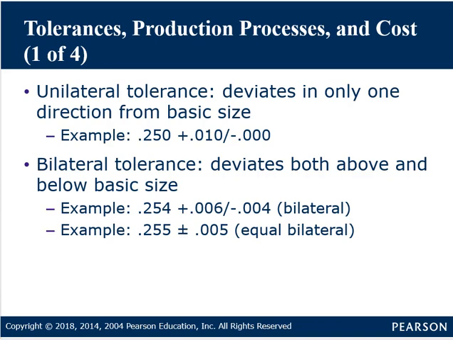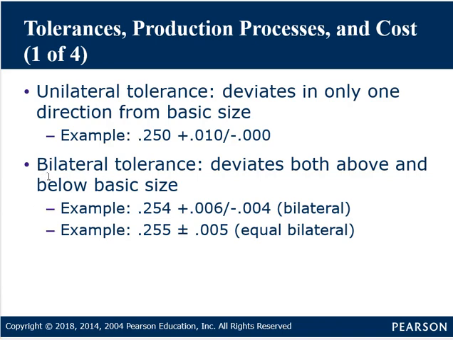Okay, so a couple of terms here. The first one is unilateral tolerance. That's where the tolerance deviates to only one side of the basic size. I'm giving you an example here. This one's a 1/4 inch, which is one of the preferred basic sizes, plus 10 thousandths minus nothing. That is an example of a unilateral tolerance.